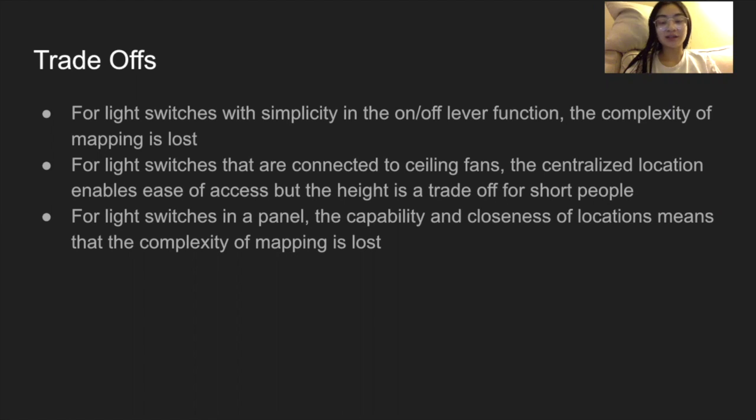For light switches that are connected to ceiling fans, the centralized location enables ease of access, but because a height limitation is necessary in order to reach the string connected to the ceiling fan, being for short people or disabled people, it is a trade-off. With light switches in a panel, the capability and closeness of the location means that complexity of the mapping can be lost due to some of the lights not working or some of the lights being connected to other parts of the house, such as the heating rather than the lights.